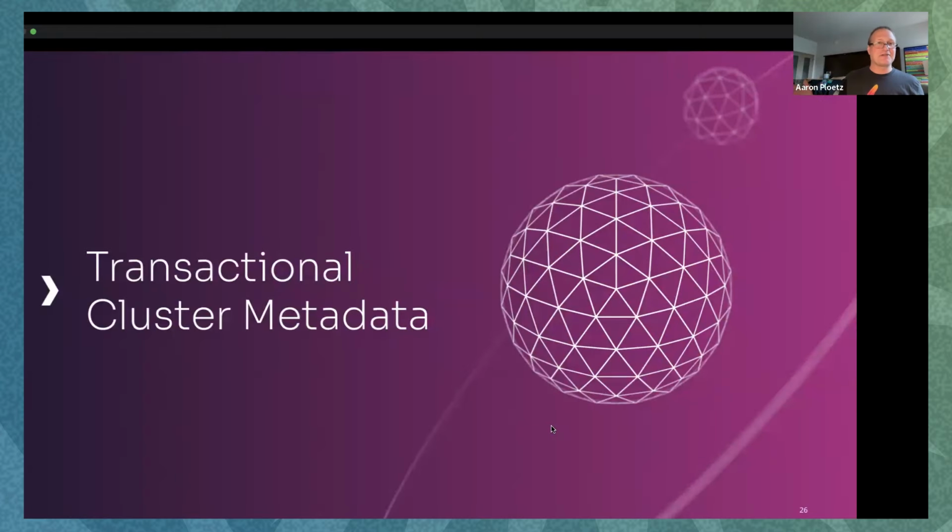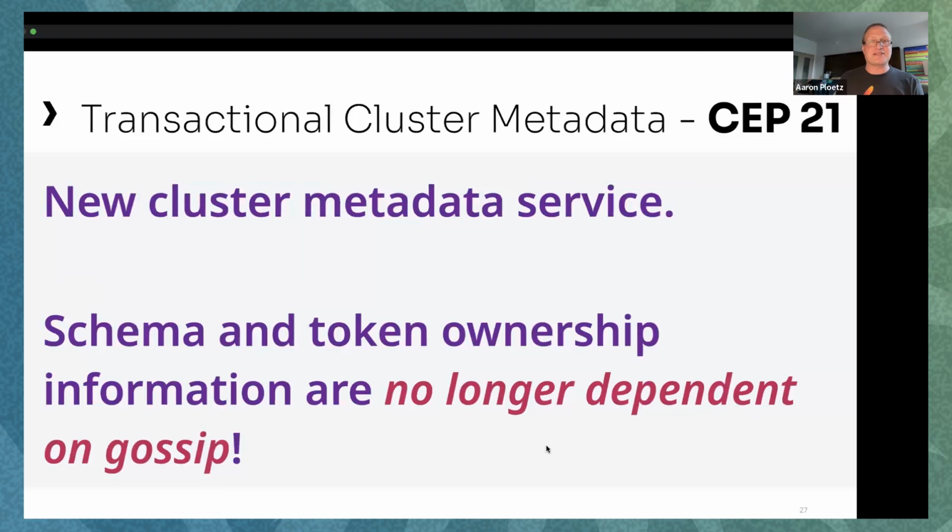All right, transactional cluster metadata. This is a big one. Again, going back to the last ApacheCon, Alex Petrov talked about this, and essentially what transactional cluster metadata does is introduce a new cluster metadata service. The idea is that it helps pass around things like table schema and token ownership so that we don't really have to depend on gossip for that anymore. I mean, gossip was great. It worked fine until you got into a really, really big cluster, and then it was quite possible to run into some issues.